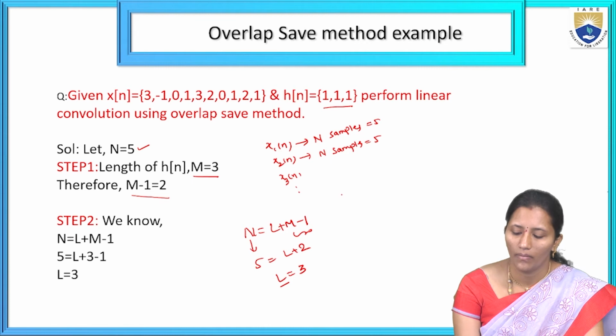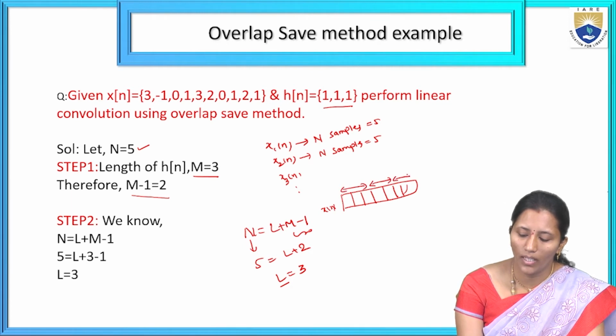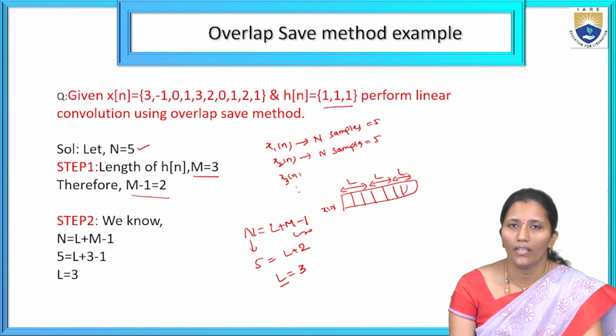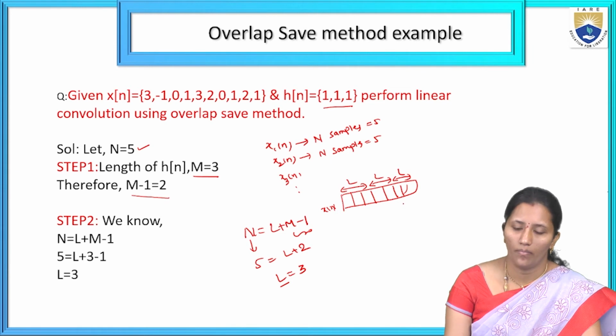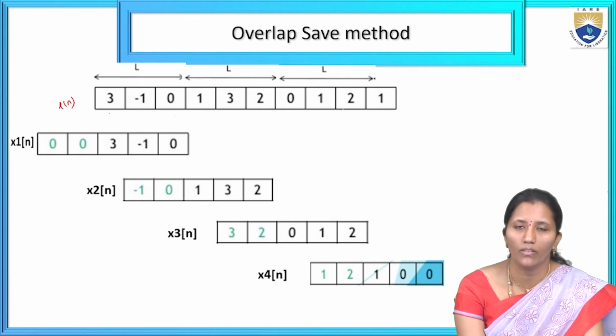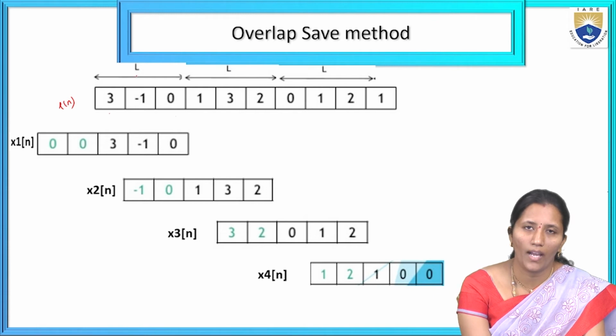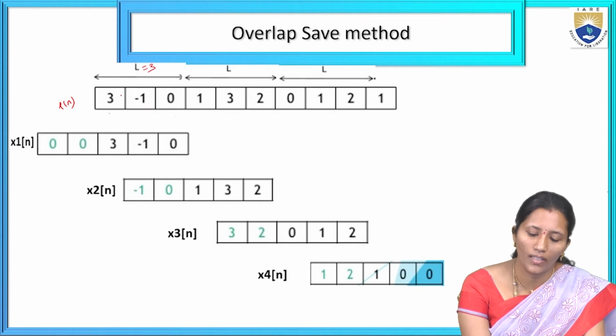The long duration sequence x of n will be divided into L bits first. Not the segmented value, x of n will be divided into L bits. So this is my x of n given in the problem: 3, -1, 0, 1, 3, 2, 0, 1, 2, 1. So L we have 3. In the previous step we got L is equal to 3. So we have to divide x of n into 3 bits.